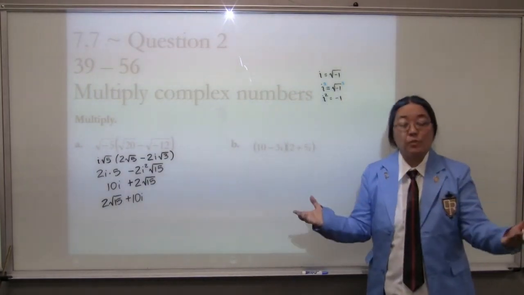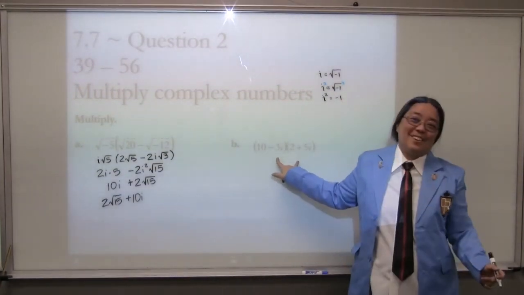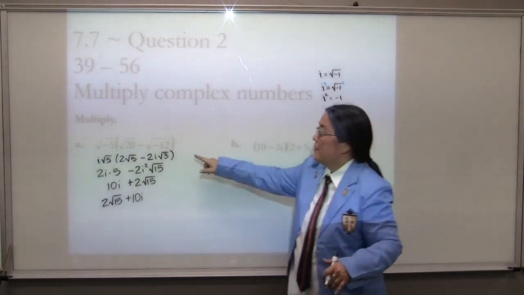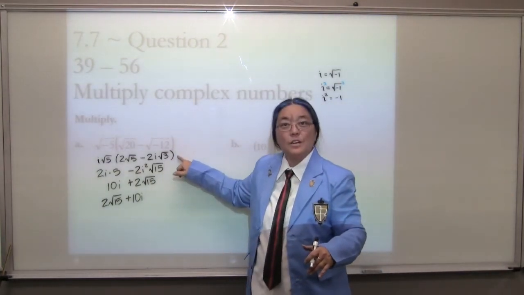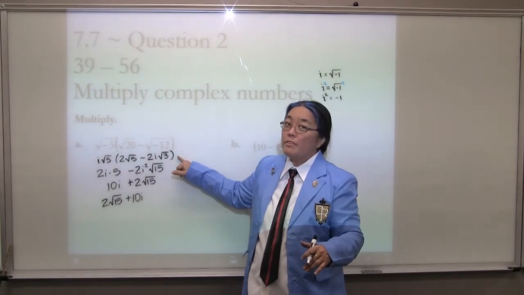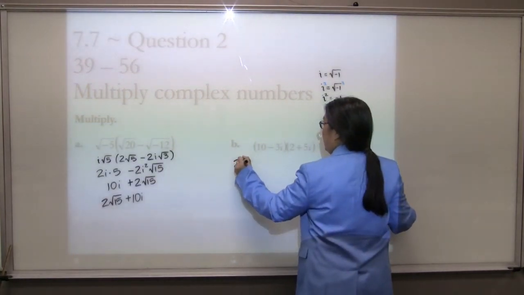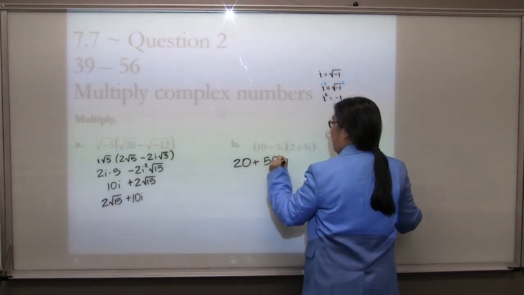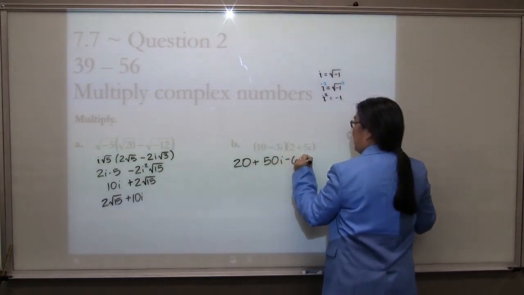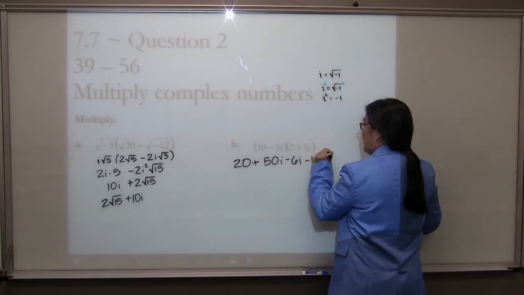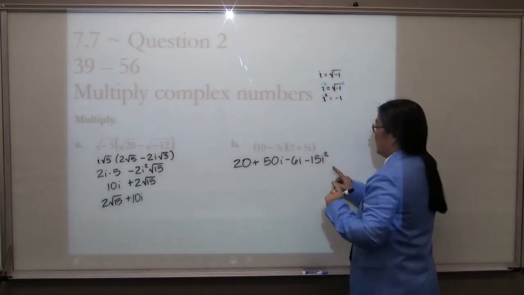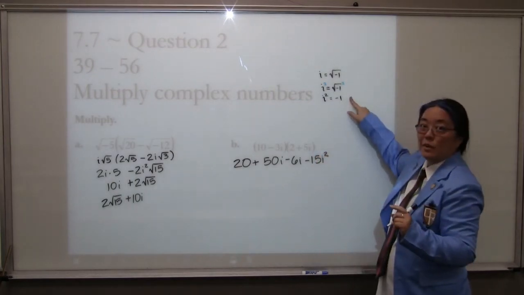Hey, that's FOILing. In good news, these already have their i's. This has its i's. That's what tells you you can start multiplying. So be very careful about that. Here, we're going to FOIL that out. We're going to get 20 plus 50i minus 6i minus 15i squared. But what is i squared? i squared is negative 1.